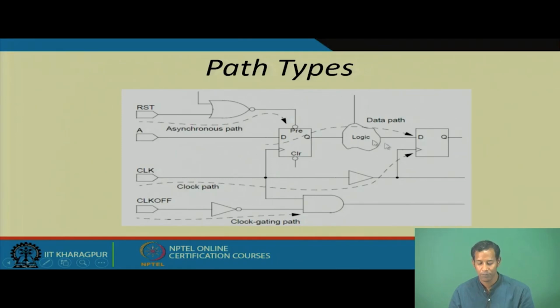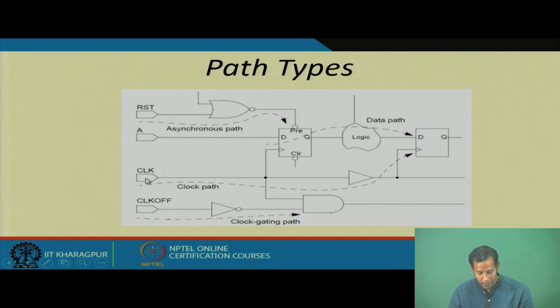So what are these? If I consider the logic something like this, here you see the reset signal is basically NORed with some other logic, and it goes to the preset. So this is nothing but the asynchronous path, which affects the corresponding flip flop's operation.